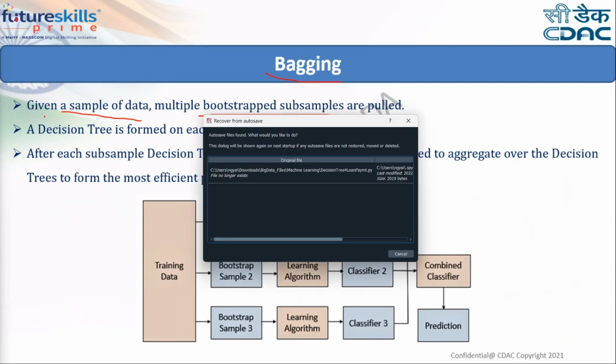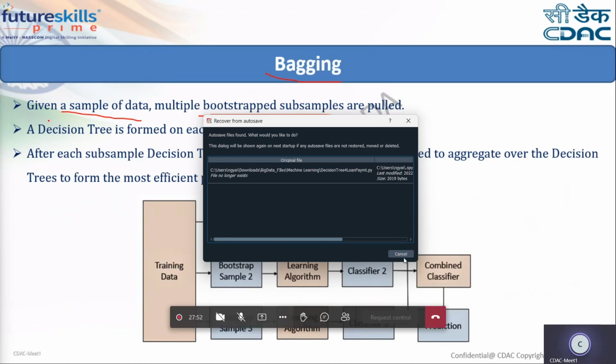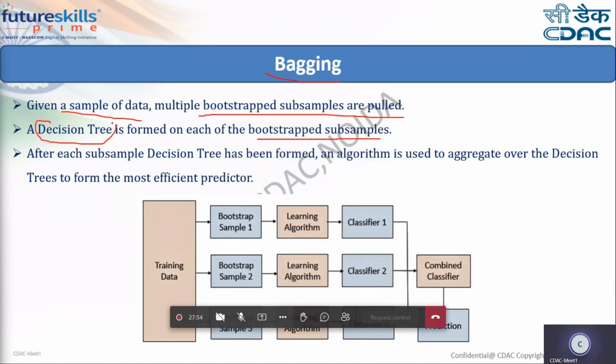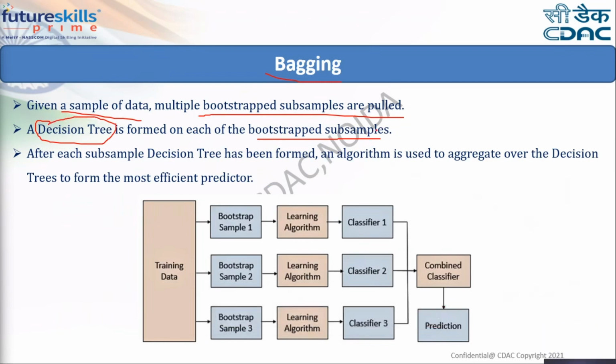Please don't get confused over here. Maybe I have mistakenly mentioned that a decision tree is formed on each of the bootstrap subsamples. The decision tree applies when we are specifically talking about random forest. If you are not talking about random forest, then you cannot say a decision tree is formed on each of the bootstrapped subsamples. So basically, a model is prepared out of the subsamples, not the decision tree. You can say decision tree when you are talking about random forest.